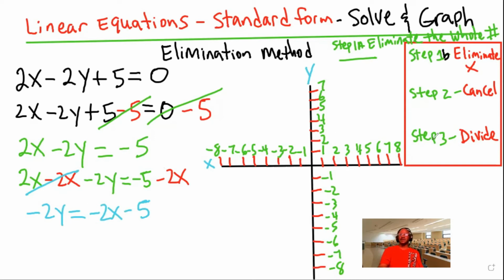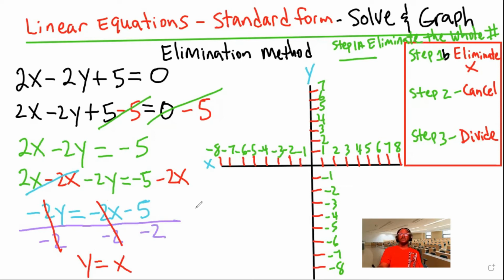Now, our last step says divide. So let's go ahead and divide. And remember, we're going to divide by whatever number is right next to the y. So that's -2, -2, -2. Okay? Now, let's see what we can cancel out. We can cancel these two out. That gives us y equals, these two can cancel out. That gives us x. And then we have -5 over 2.